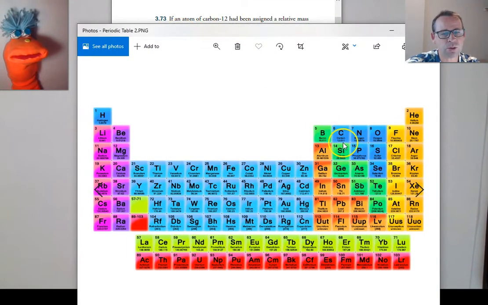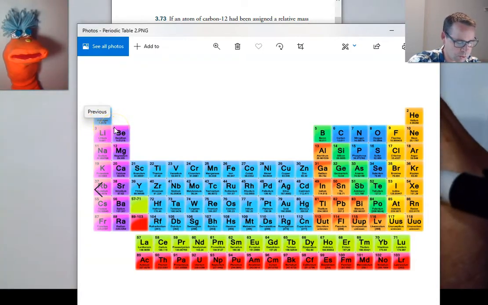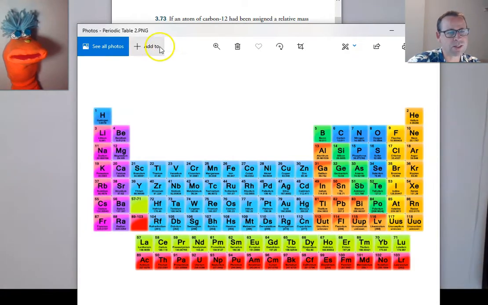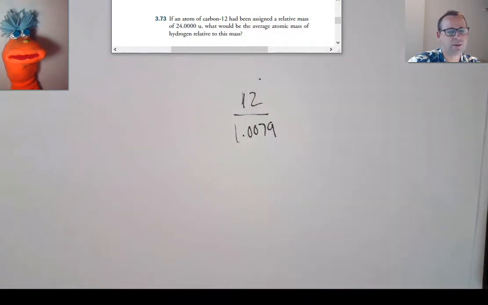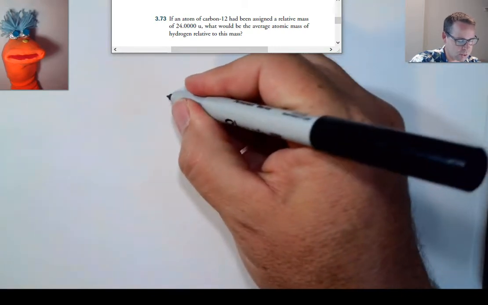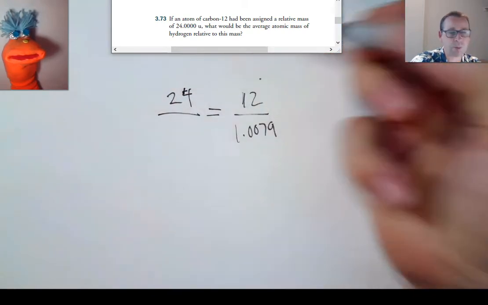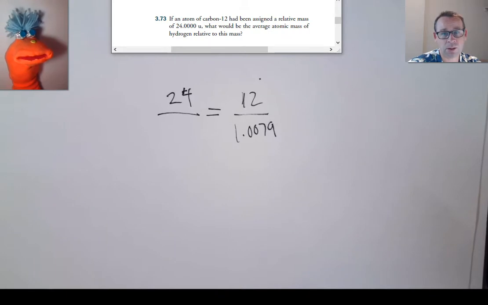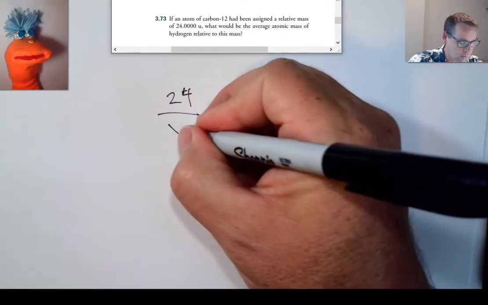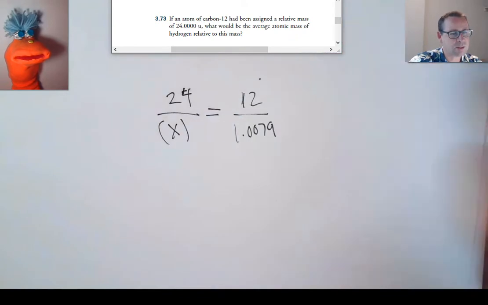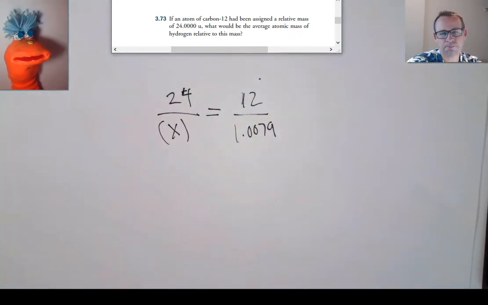Okay, so carbon is 12.001. That's the average mass, but carbon is assigned 12, and hydrogen relative to 12 is 1.0079. Well, we're just basically saying that if I take this relationship and compare it to, let's say that somebody had said, okay, carbon we're going to call a unit mass of 24, then we could find out what our unit mass of hydrogen is going to be. All right, so solving for X, which will give you a little more than 2 there, right?